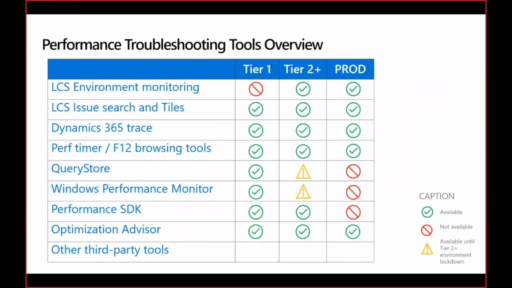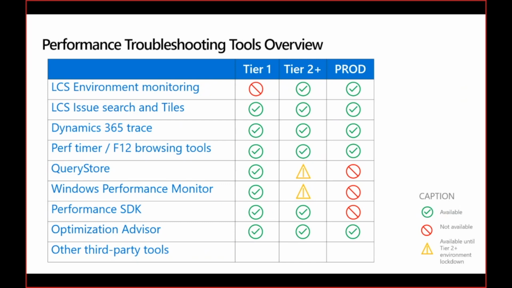Let's look now at the tools. In this slide I try to give an overview of the tools that are available today. I split them up between Tier 1, which are typically your dev boxes or demo environments, Tier 2 plus, so 2, 3, 4, and 5, which are the sandbox environments, Multibox and SQL Azure. And then in the end, you have the production environment. Now, LCS environment monitoring is the main tool, I think, which we a lot of times start from, definitely for production, and it can also be used in Tier 2 plus environments. This tool will be demonstrated soon by Jeff.